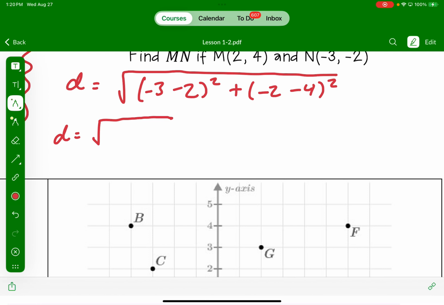All right, so mistakes can happen here. Negative 3 minus 2 is negative 5, squared. Negative 2 minus 4 is negative 6, squared.